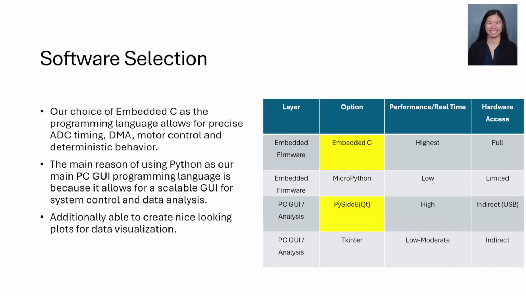For the software selection, we chose to use embedded C as our programming language for the firmware because it allows for our ADC timing to be very precise. We have access to DMA, and then our motor control is able to be driven through the STM directly instead of using any imported libraries. And it gives us a very deterministic behavior.